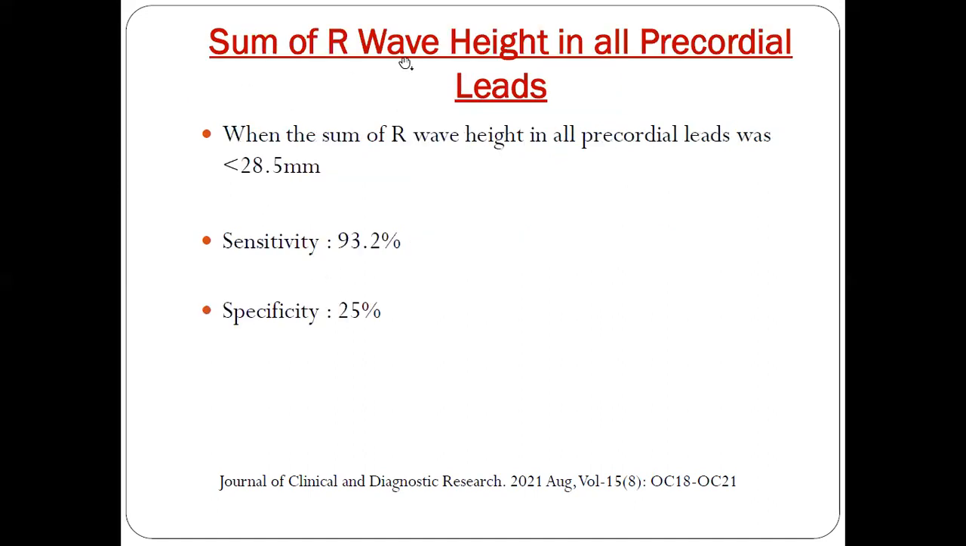Another important thing is the sum of R wave height in all precordial leads. In all precordial leads, that is V1 to V6, you should add all the R wave heights. If the sum of R wave height in all precordial leads is less than 28.5 millimeters, it has a sensitivity of 93.2% with a specificity of 25%.